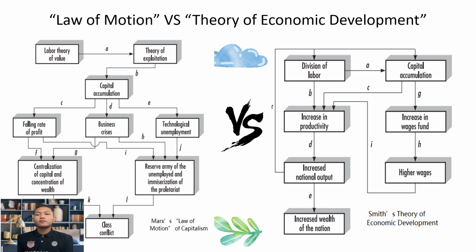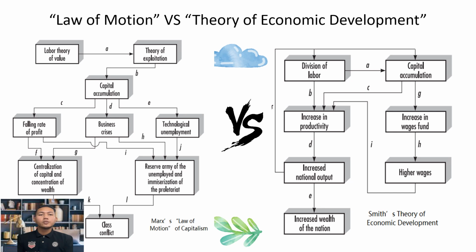Starting from the Law of Motion, we start with the labor theory of value, which leads to the theory of exploitation, which then leads to capital accumulation. From capital accumulation come three effects, which are the falling rate of profit, business crisis, and technological unemployment. And then these lead to the centralization of capital and concentration of wealth, the reserve army of the unemployed, and the immiserization of the proletariat. And the last is class conflict.